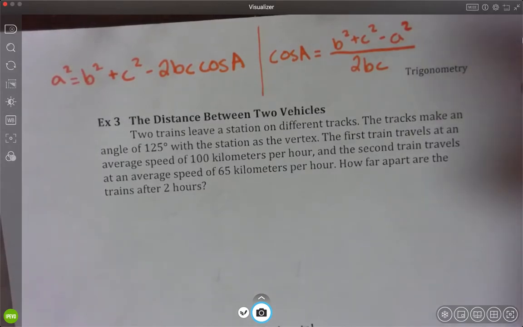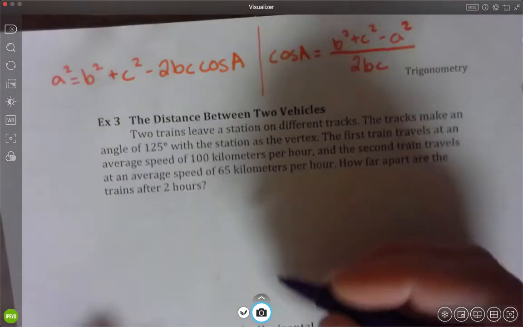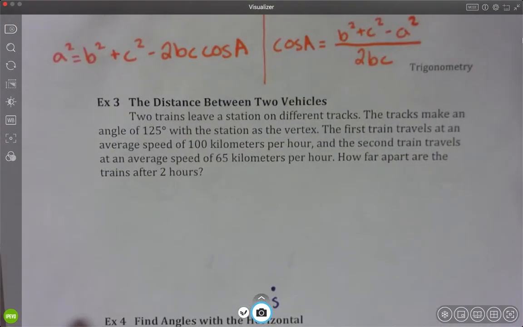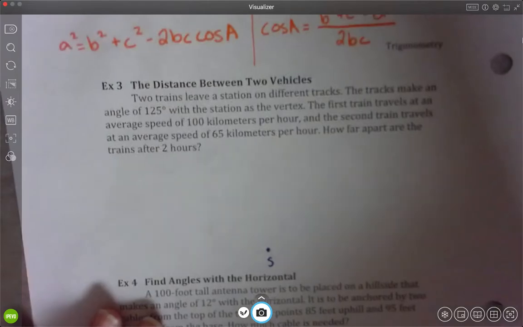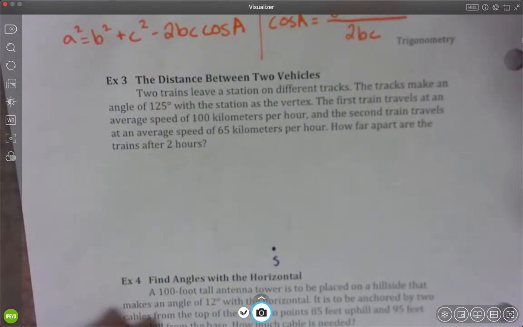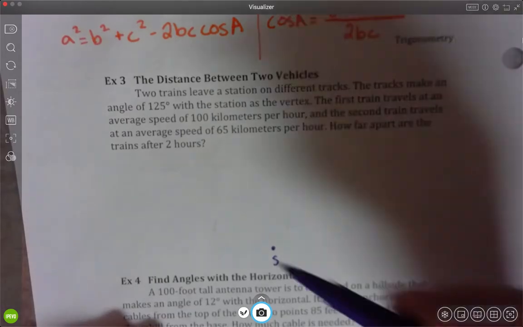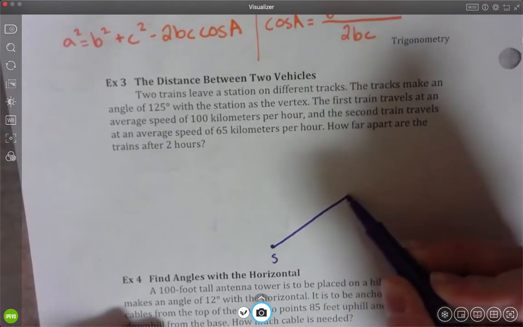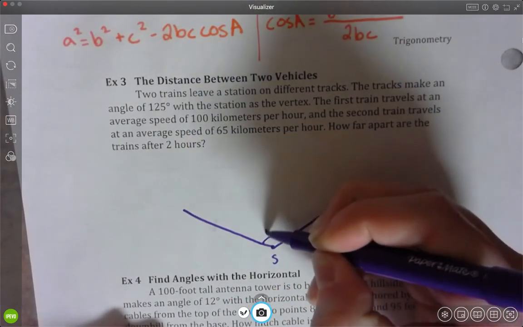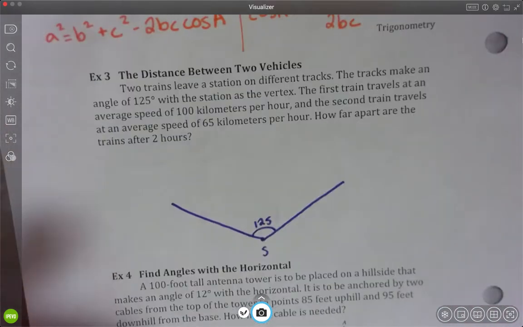Okay. In example 3, they do not give us a picture to go off of. We have to create the picture. It says the two trains are leaving a station on different tracks. So I'm going to put a dot down here for the station. The tracks make an angle of 125 degrees with the station as the vertex. 125 degrees is a little bit more than 90, so I'm going to draw an obtuse angle that goes something like this, and we'll say that this is 125 degrees.